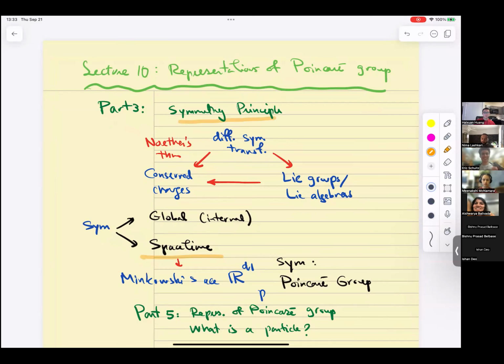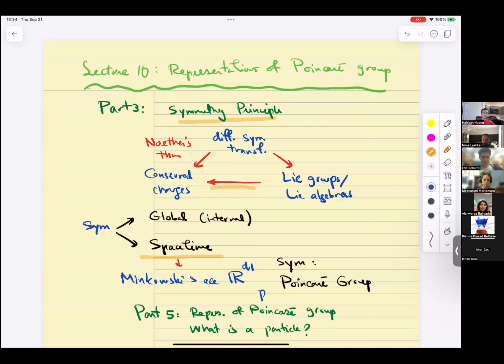differentiable symmetry transformations. These were modeled by Lie groups and Lie algebras, and locally the tangent space would be a Lie algebra. Then Noether's theorem told us that these differentiable symmetries correspond to conserved charges, and then we saw that the conserved charges satisfy the commutation relations of the Lie algebra, right? So that was this link.